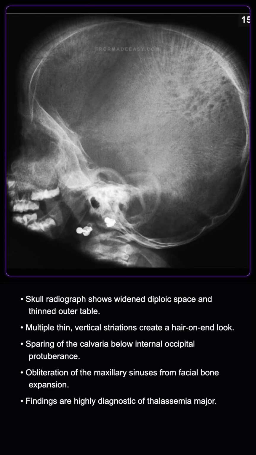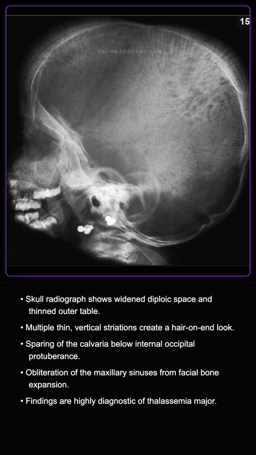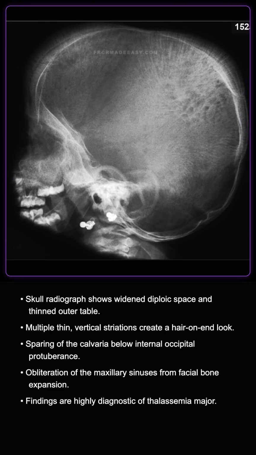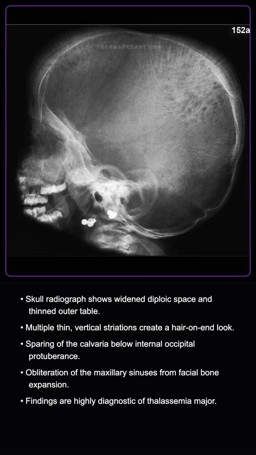The lateral radiograph of the skull demonstrates marked widening of the diploic space and thinning of the outer table of the skull vault. There are multiple, thin, vertical bone striations perpendicular to the inner table, creating a classic hair-on-end appearance.